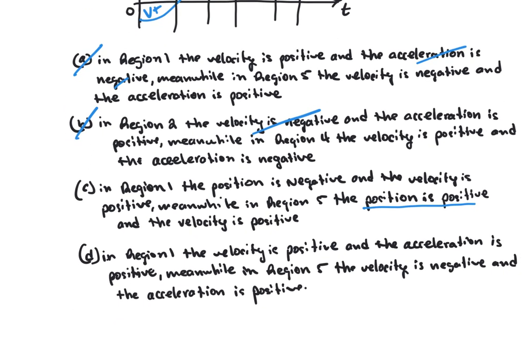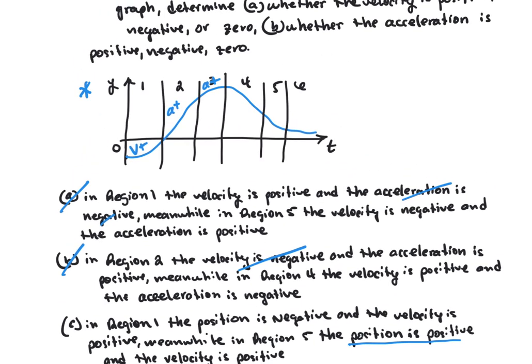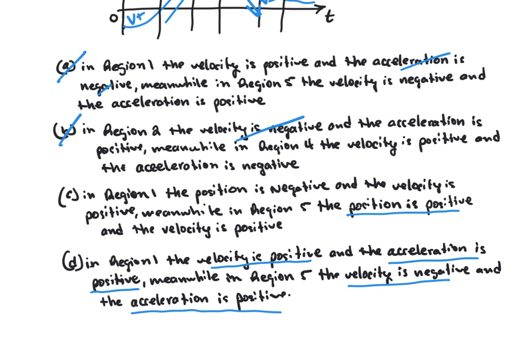Region 1, the velocity is positive. That's true. Acceleration is positive. That's true. And 5, velocity is negative, and acceleration is positive. That is true. Acceleration is positive, and velocity is negative. Yep. So all of these are positive, positive. This is negative, negative. So the slope, positive, negative. So answer is D.